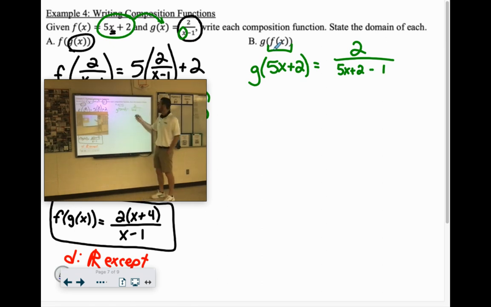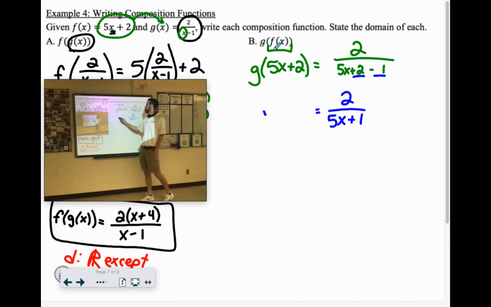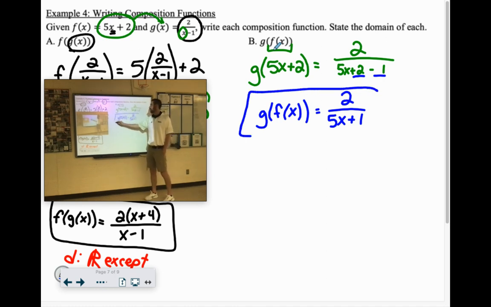So let's simplify some stuff. On the bottom, I see 2 minus 1, which is just 1. So we have 2 over 5x plus 1. There's nothing else we can do there. So we could say g of f of x equals 2 over 5x plus 1.